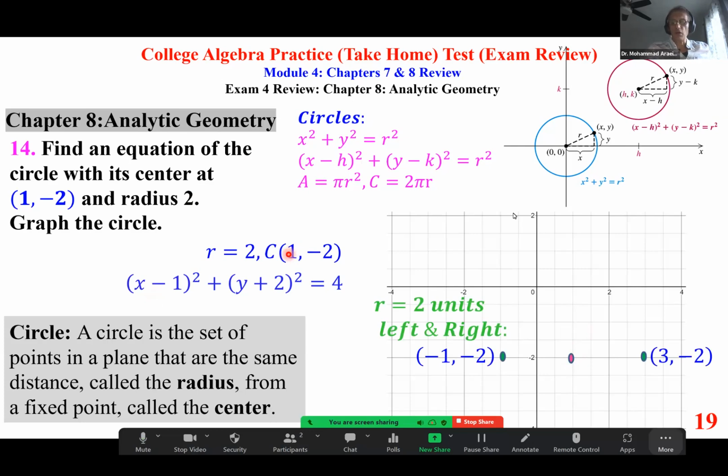Going 2 units up and down. So from the center, you go up by 2 units, down by 2 units, and we get (1, 0) and (1, -4). We put them together and we have the graph.